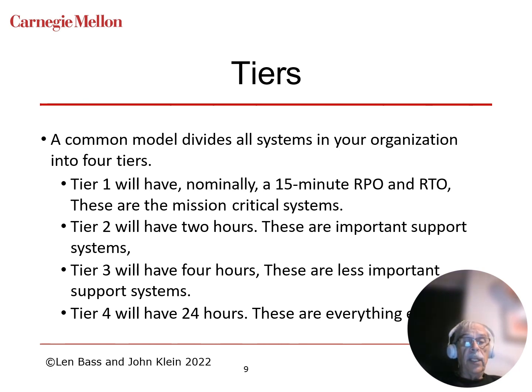Tier two is 2 hours. These are important systems, but they could wait a little bit before they get restored. Tier three will be 4 hours. Okay, and again, these are less important systems. And tier four will have 24 hours. And these are all the systems that aren't tier one, two, or three.